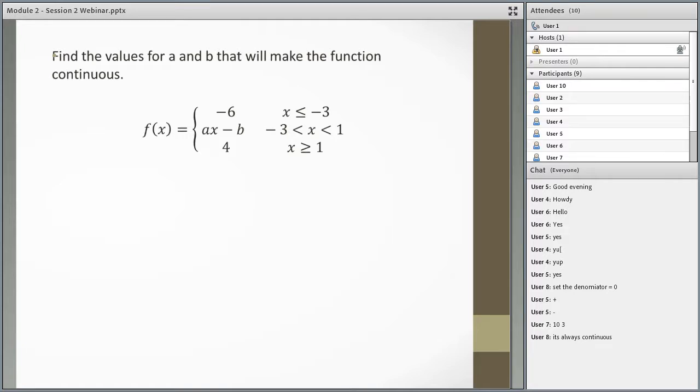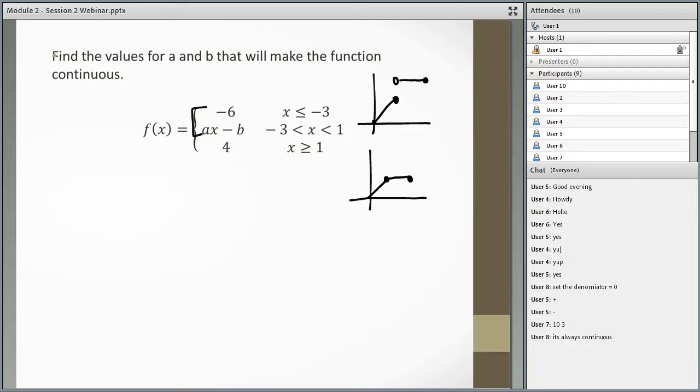So I want us to find the values for a and b. So a and b are some constants, some numerical values that will make this function continuous. So we have a piecewise function. A piecewise function, again, just has different parts of the graph, and what we're wanting to do is make this so that it is continuous. So a piecewise function could look something like this. But that's discontinuous. So the idea is I want to make it so this piecewise function is continuous, which means I just basically want to join all of the parts together.